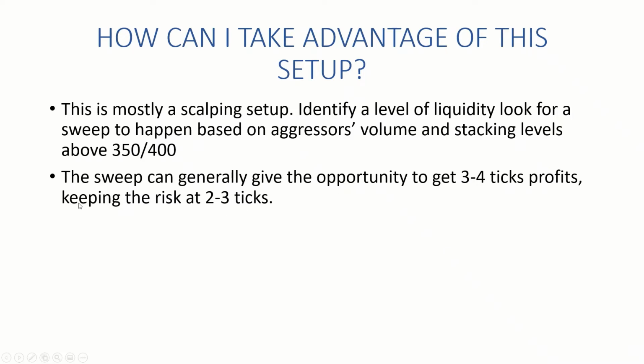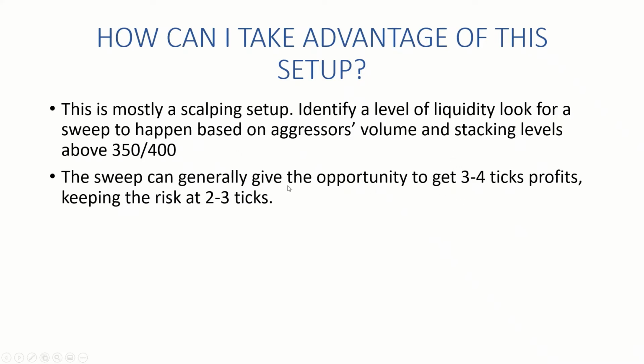And once you identify that come into play, you want to keep your risk around 2, 3, 4 ticks at the most. 3 ticks as an average. If you have a good timing, once you start getting good at it, you can keep it lower at 2 ticks. But 3 ticks as an average is a good risk.